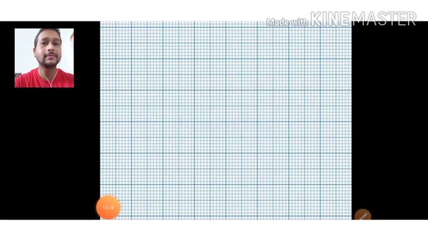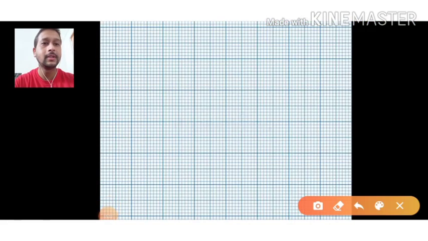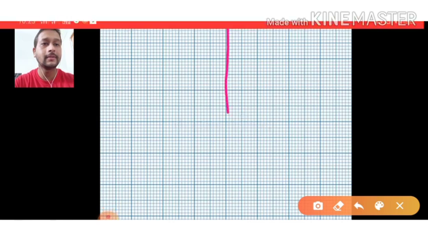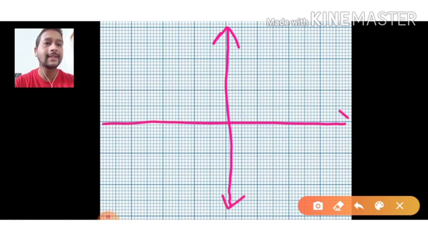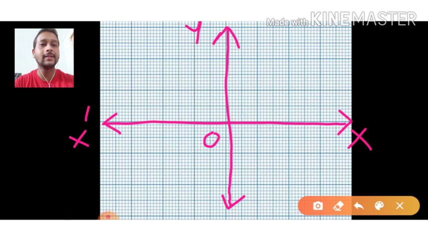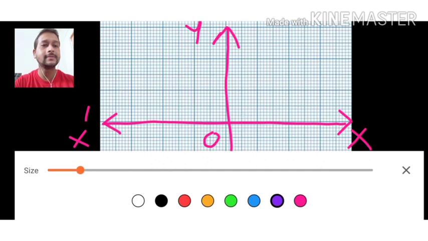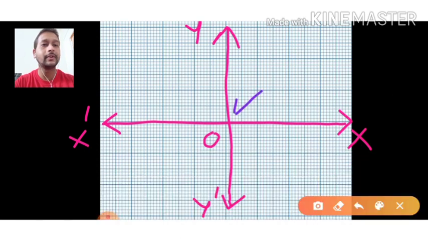So this is the graph paper you are given. You have to draw the axis. This you have to write as x, and this as x axis, X O X dash, and this as Y O Y dash. Remember, this is the origin, okay, this is the origin.